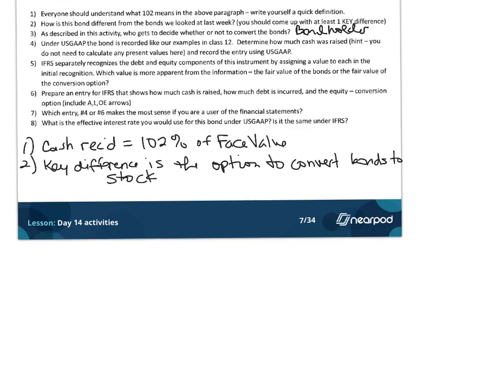So here you had to think about a couple of things. We'll just go through as we do the entry. The first of which is our item 1, where we talked about what 102 means. This tells you how much cash we received. So this is going to be the beginning of my journal entry. I'm going to have a debit to cash for 102 million. That made my assets go up. It's U.S. GAAP. We know we can always record the bonds payable at the face amount.